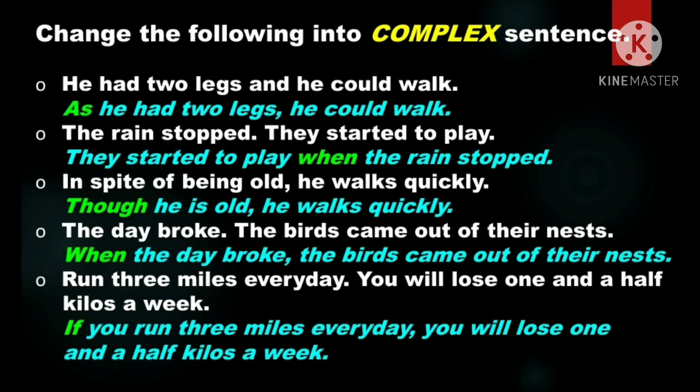Look at the first example. He had two legs and he could walk. So when we change this sentence into complex, then we should write as "as he had two legs, he could walk." Look at the next example. The rain stopped. They started to play. So, "they started to play when the rain stopped."